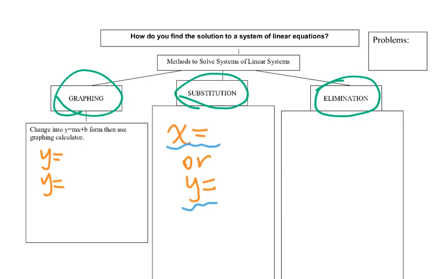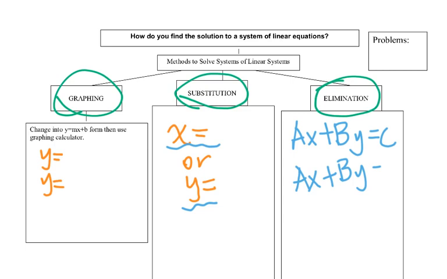And for the elimination, normally we use the standard form, like ax plus by equals c. So we make sure that both are in this format, so that we can construct the opposite variable by multiplication to eliminate one of the variables.